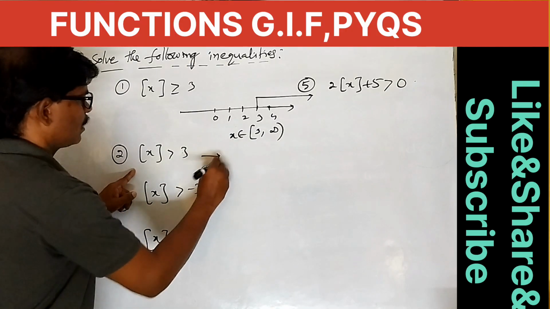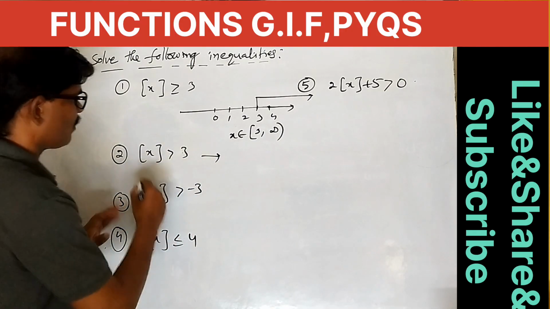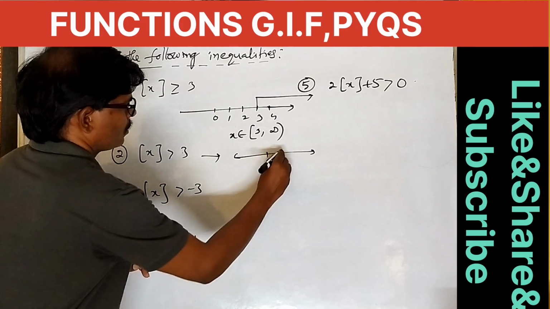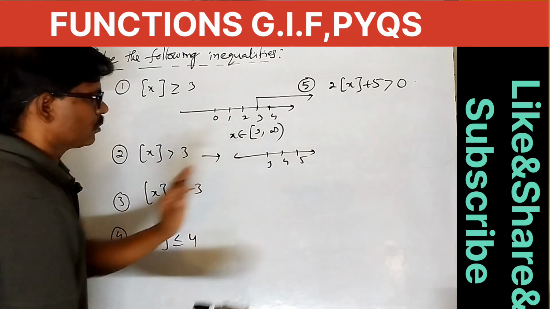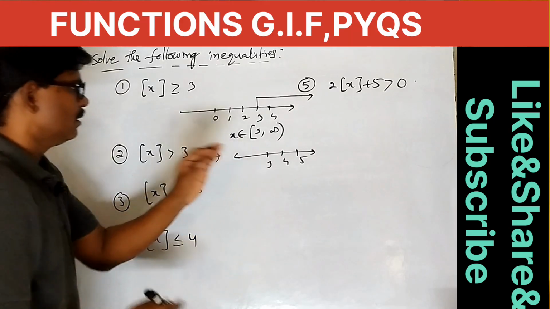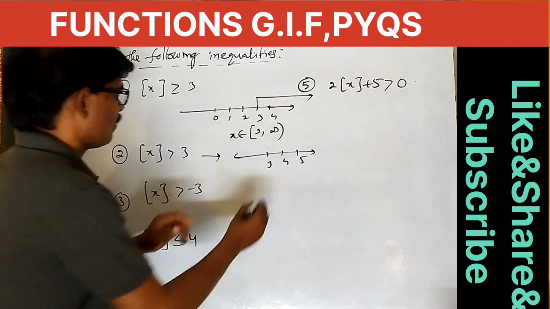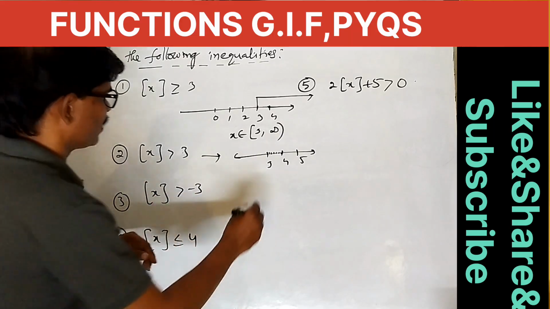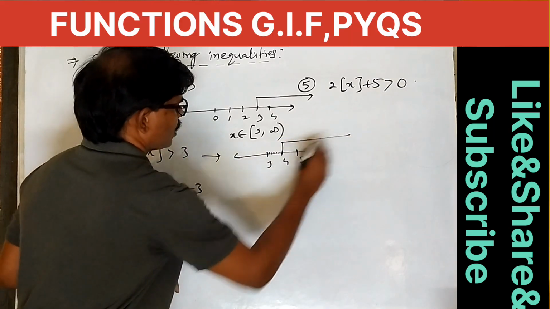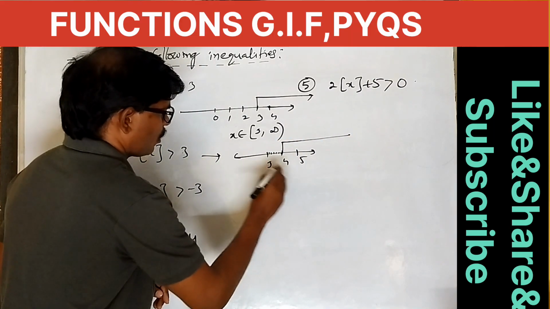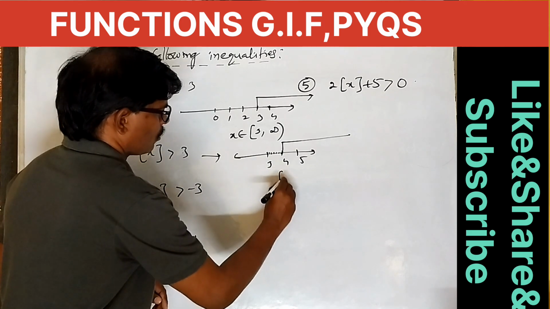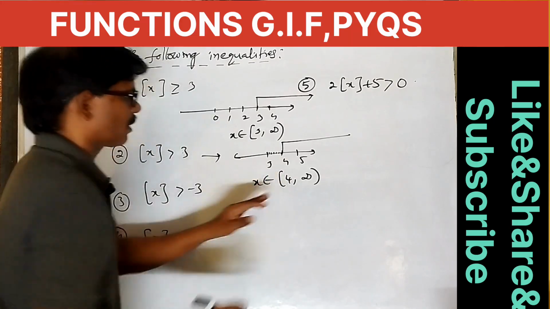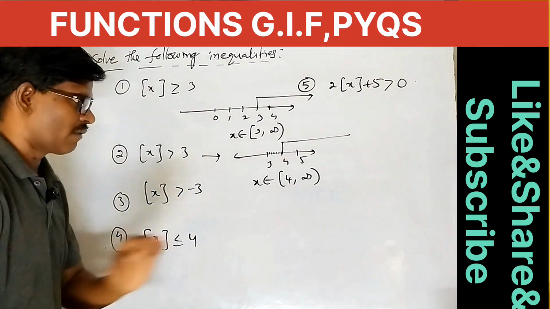Next, step of x is greater than 3. Take the number line. Greater than 3 means 3, 4, 5, up to so on. Greater than 3 means x belongs to 4 onwards to infinity, the closed interval 4 to infinity open interval.